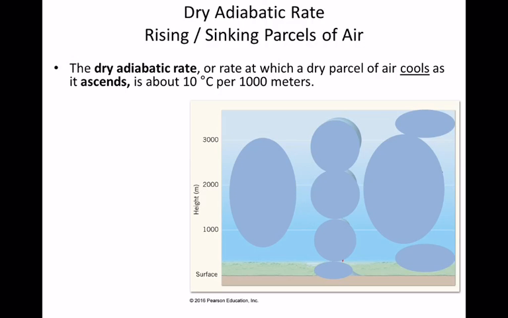Cool. This is what we call the environmental lapse rate. Now I'm going to introduce another rate, and it's called the DAR, D-A-R. According to the dry adiabatic rate, I'll put that 6.5 degrees Celsius per kilometer.